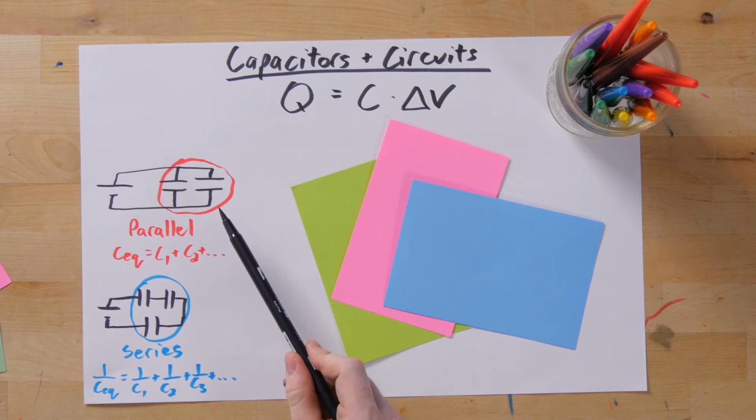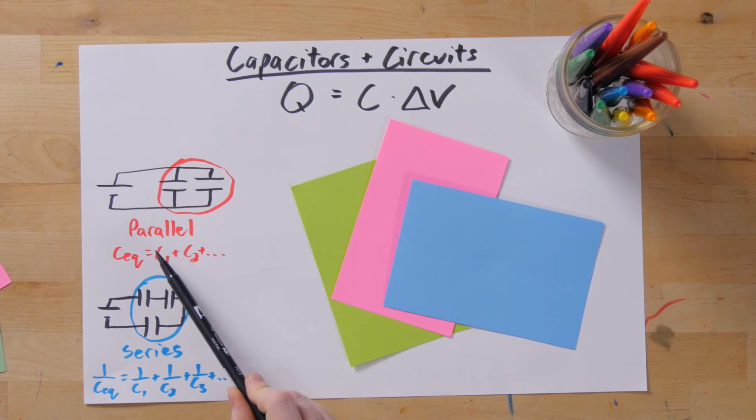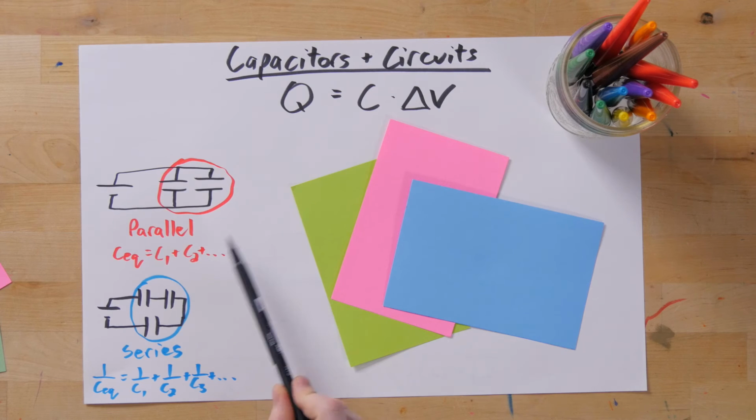For capacitors in parallel, they must have the same potential difference. To figure out the equivalent capacitance of capacitors in parallel, simply add up the capacitance of each individual capacitor, onward to however many capacitors you have.